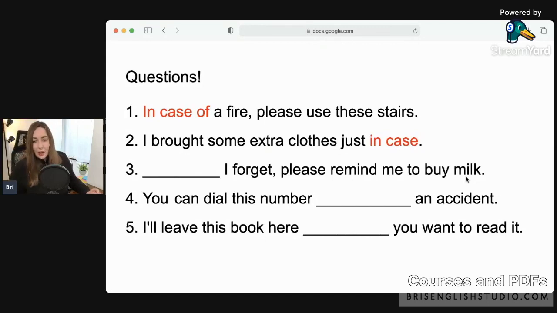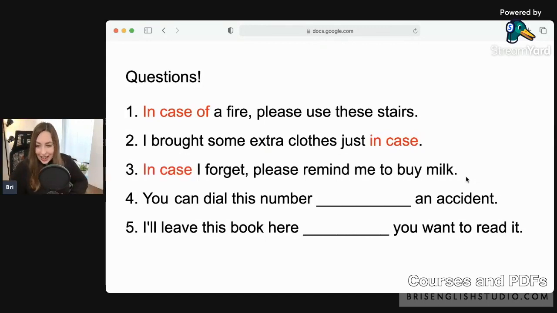Okay, so the answer to number 3 is in case. I see Leka put just in case. Just in case is also fine, or we can just say in case. In case I forget, please remind me to buy milk. Very good. So this means that there might be a possibility that I forget. There is a possibility. So please remind me to buy milk.